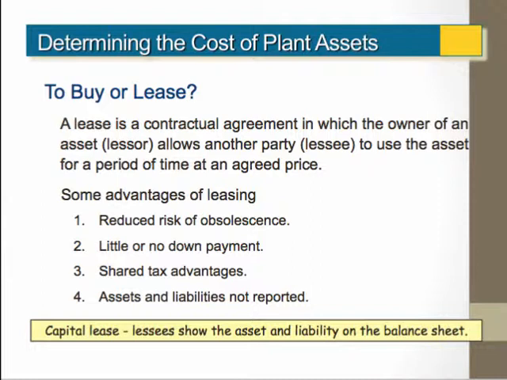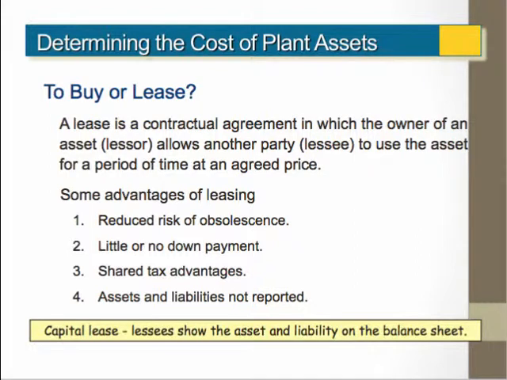Some of the advantages to leasing is that now you don't have to worry about obsolescence of the asset because at the end of the lease you give it back. 2, there's little or no cash down payment required because the leasing company purchases the asset for you and then in turn you make payments for the asset until the end of the lease term. Normally the owner of the asset, the lessor, has the tax advantages in this transaction. However, that can be negotiated between the lessor and lessee, and both parties can share the tax advantages depending upon how the contract's written.